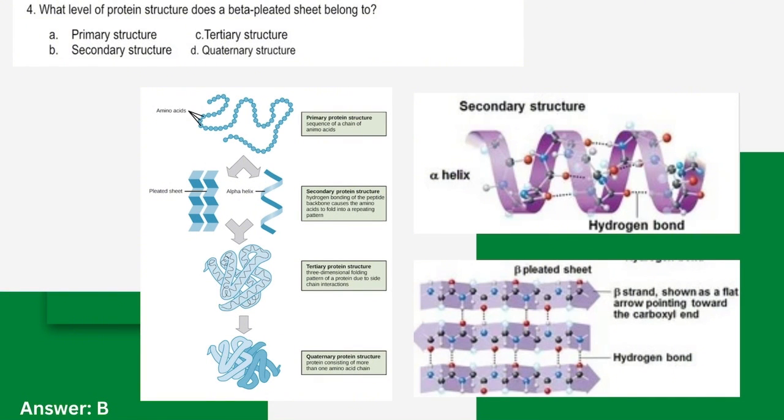Okay? So, for tertiary protein structure, it's the overall 3D folding of one chain. Okay, again, it's just one chain, but there is a 3D folding of it. It may include beta-pleated sheets and alpha helices. Okay, for quaternary structure, it's the interaction of multiple chains. So it's now the protein consisting of more than one amino acid chain. So it can also contain beta-pleated sheet and alpha helices. So in this case, the answer is letter B, secondary structure.